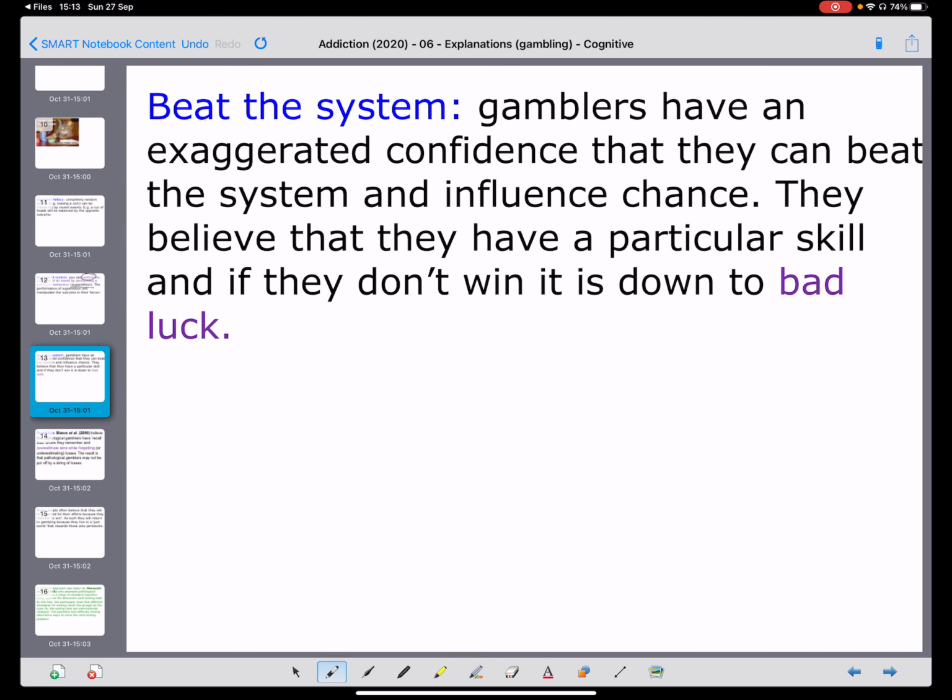Of course, a lot of these will work together. And so, of course, if I do believe that a machine is due to pay out or something like that, I could believe that I can beat the system. Now, unfortunately, we talk about this in terms of gambling, that the house will always win. I can't beat the system. I can only beat the system if I change the odds.